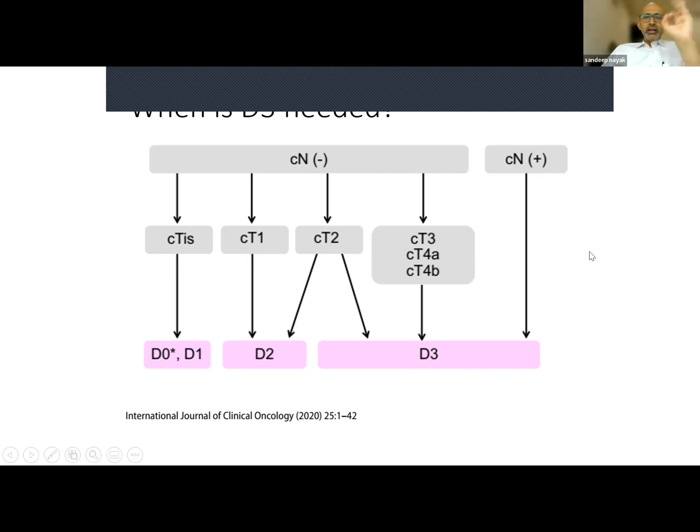And in all cases where we see lymph nodes being positive intraoperatively or pre-operatively, our preference is to go for D3. In fact, in our practice, I think this is what happens for most of the cases.